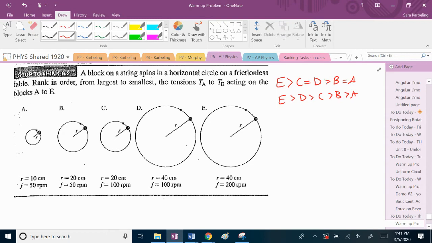Does that make sense? A problem like this probably wouldn't be quite this intricate in terms of ranking all of these, but something like this totally could be on an AP exam, right? As a multiple choice question. I would not be shocked to see something like that. So let's talk through the physics that goes with this to make sure that we really get it.